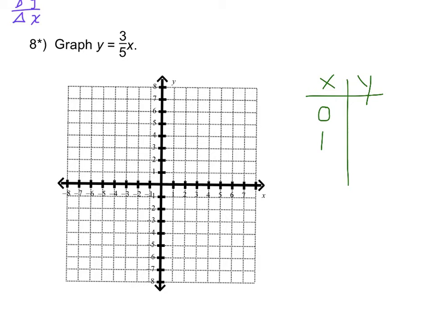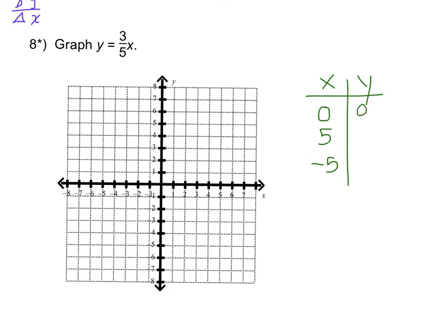You could make a couple of x values, 0, 1, and then when you go to plug in, you're going to notice, oh no, 3/5 times 1 is 3/5. What? I have to deal with fractions? Well, in order to not deal with fractions, if you want to graph by using a table of values, choose multiples of the denominator. Because that means you're going to divide by 5 here. So I'm not going to choose 0, 1. I'm going to choose 5 and maybe negative 5.